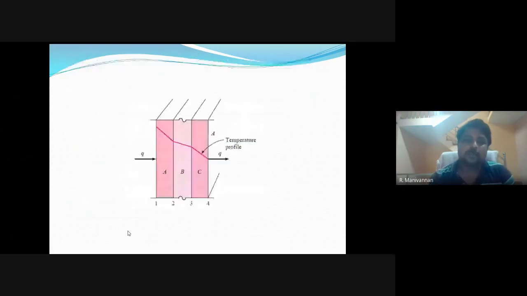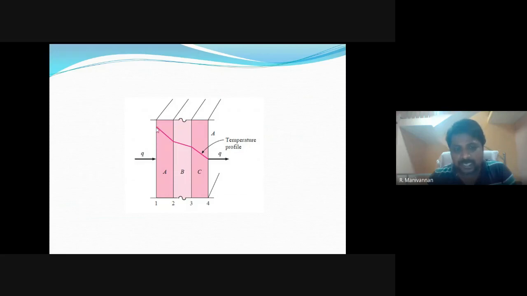Now I've shown a figure. You can see that it is a composite material. What happens? You can see that there are three different materials in this. The materials are named A, B, and C. So the interfaces are given as 1, 2, 3, 4. Four surfaces are there, and the direction of flow is given in this direction.